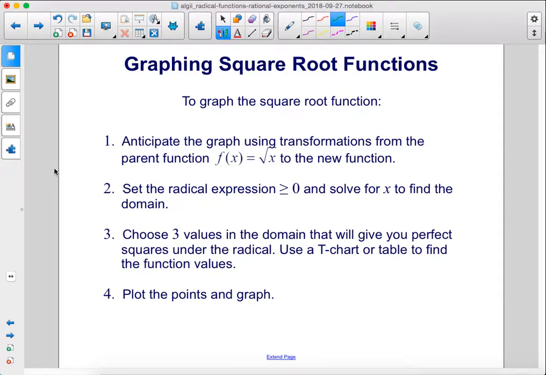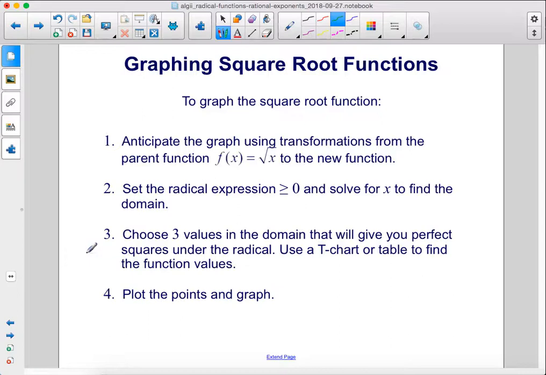To graph the square root function, step 1. Anticipate the graph using transformations from the parent function f of x equals the square root of x to the new function. Step 2. Set the radical expression greater than or equal to 0 and solve for x to find the domain. Step 3. Choose 3 values in the domain that will give you perfect squares under the radical.